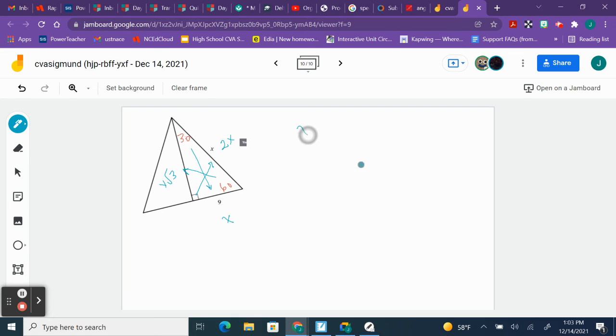So in this case, x equals 9 for our ratios. Not the answer to the problem, but just to set up our ratios. And then to solve for the hypotenuse, that's 2 times x. So that means we're going to do 2 times 9. So the hypotenuse is going to be 18.